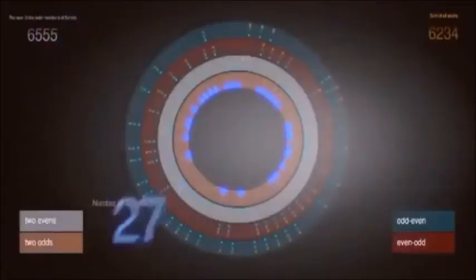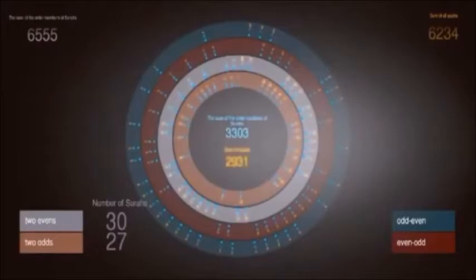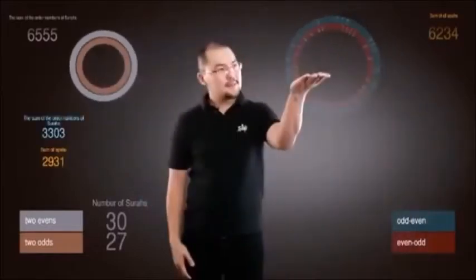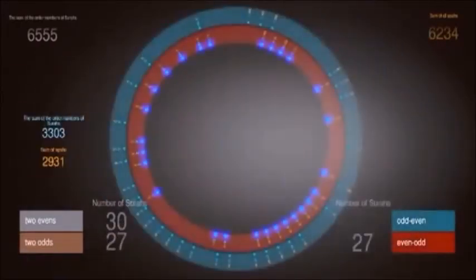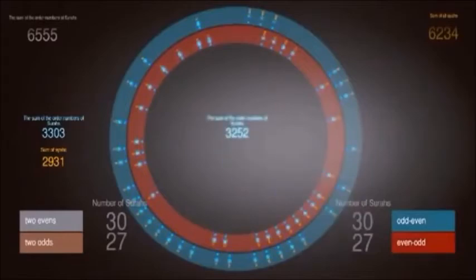Now let's combine categories into groups. Here we have chapters where the sequence numbers and the quantity of verses match by evens or odds. And in the other group there are chapters where the sequence number and the quantity of verses do not match by evens and odds.